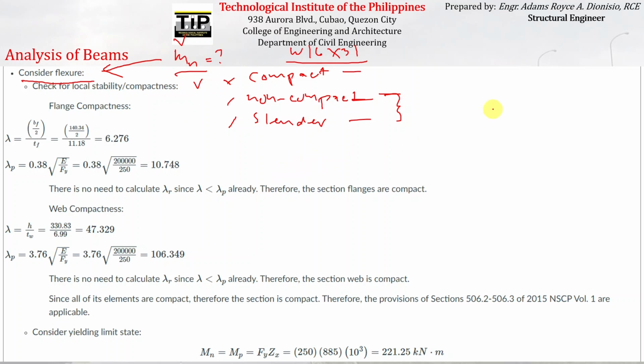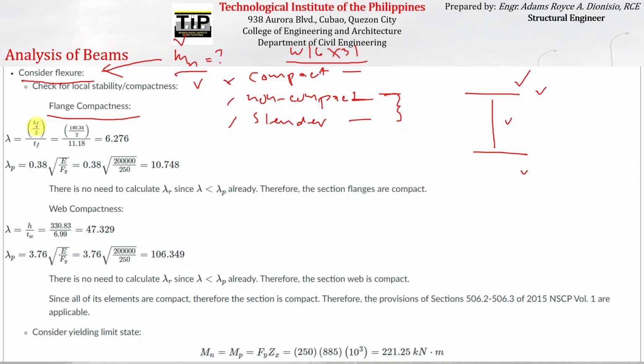If all of the section components, the flanges as well as the web, are compact individually. But then again, since we are just considering I sections which are doubly symmetric, we can expect that the top and bottom flanges are symmetrical or identical. So we just need to check one flange and one web. By checking the compactness of the flange, we just have to check its width thickness ratio.